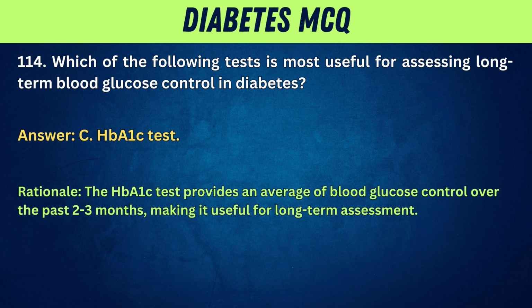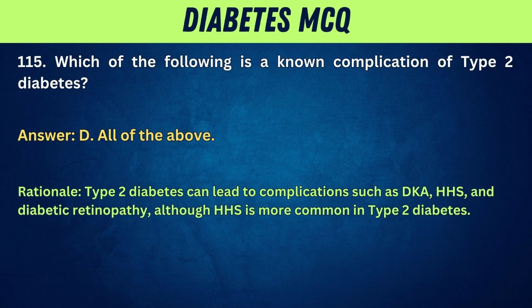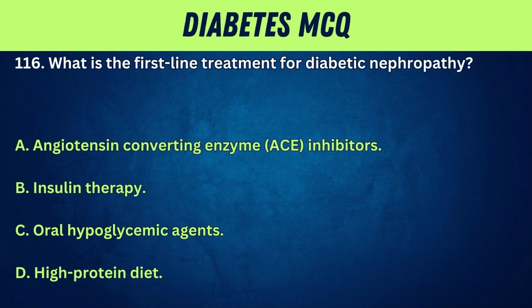for long-term assessment. 115. Which of the following is a known complication of type 2 diabetes? A. Diabetic ketoacidosis, DKA. B. Hyperosmolar hyperglycemic state, HHS. C. Diabetic retinopathy. D. All of the above. Answer. D. All of the above. Rationale. Type 2 diabetes can lead to complications such as DKA, HHS, and diabetic retinopathy, although HHS is more common in type 2 diabetes.